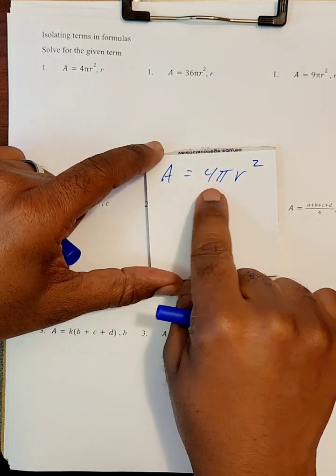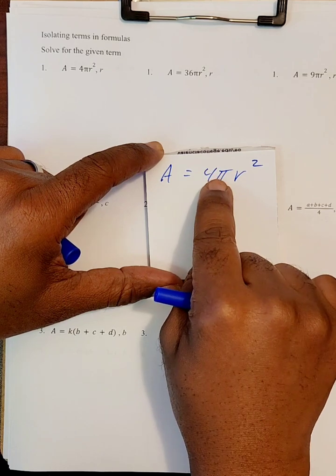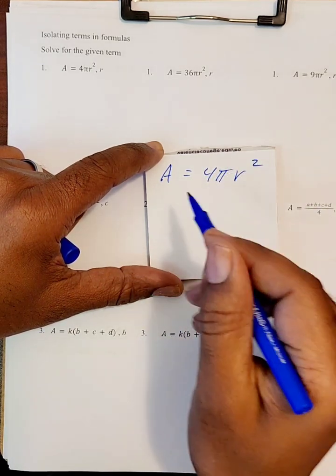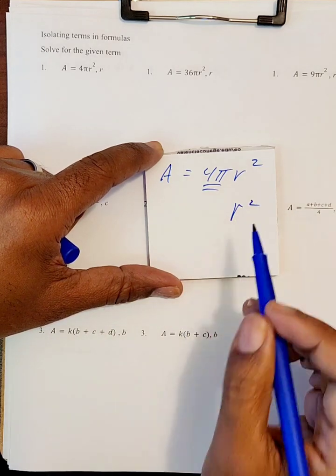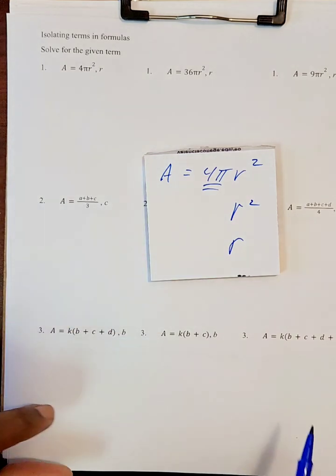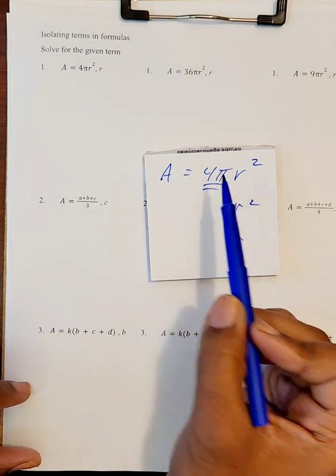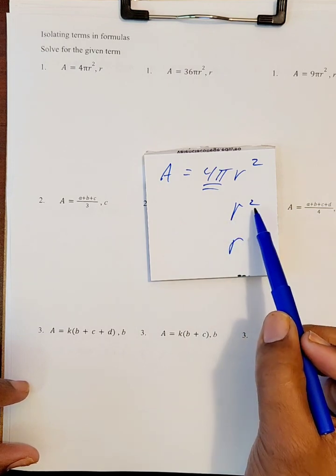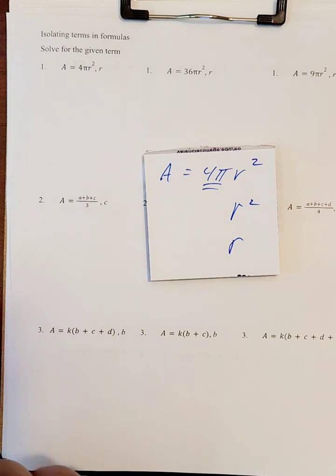Okay, both of these are multiplying, so they can be gotten rid of by using the opposite, which is division. So what we're going to do is get rid of these two first, and we'll be left with r squared. And then we're going to get rid of the square, and we're down to r. So that's going to be our order. We're going to get rid of the multiplying terms first, and then once they're gone, we're going to get rid of the square, and then we'll be left with r equals.